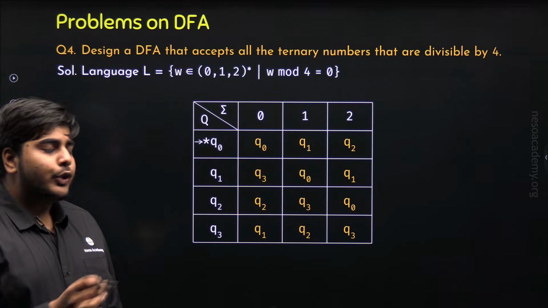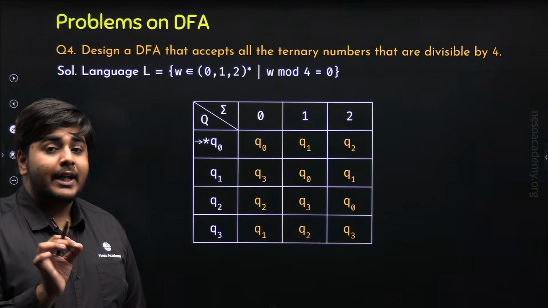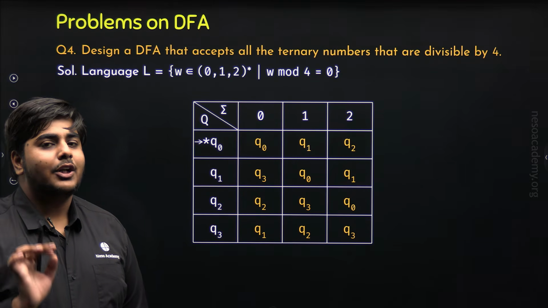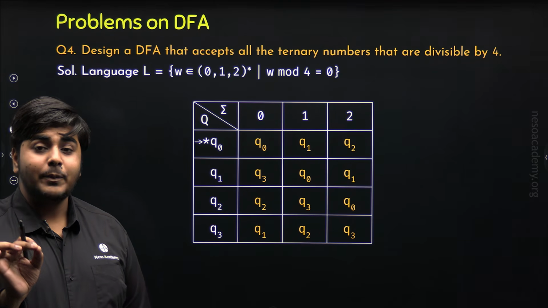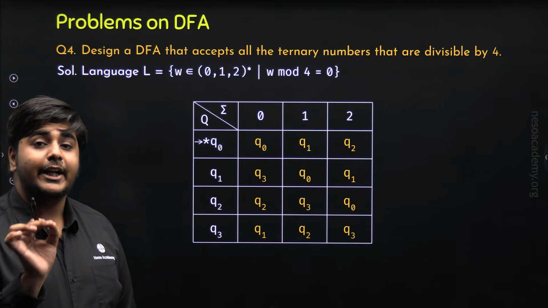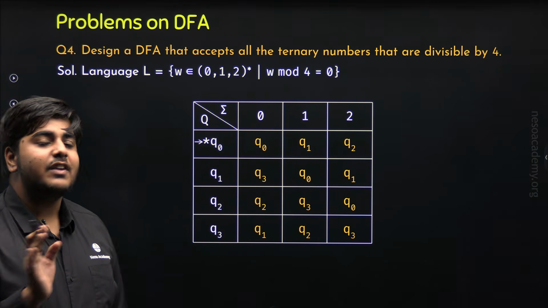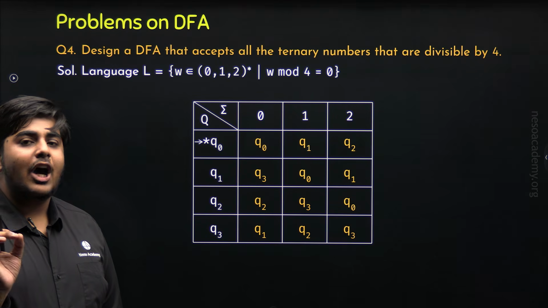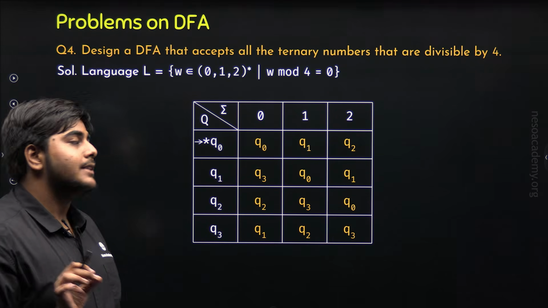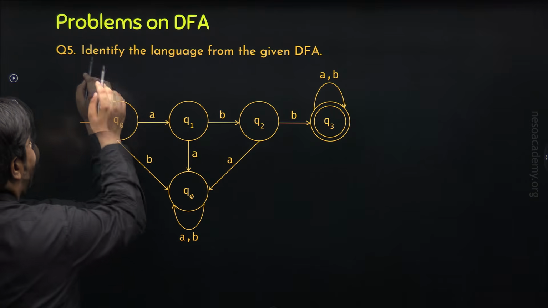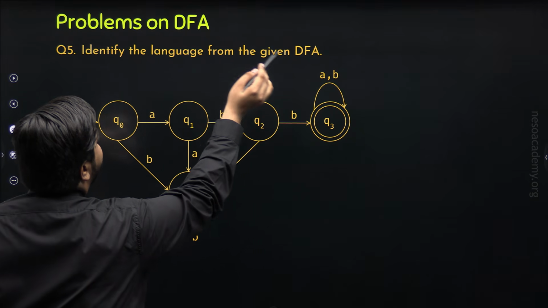And I hope converting this transition table into a transition diagram is not a big deal for you. So I hope you will convert this table into a DFA. In this way, we have completed this problem, and now we'll proceed to our last problem, that is question number 5. Identify the language from the given DFA.